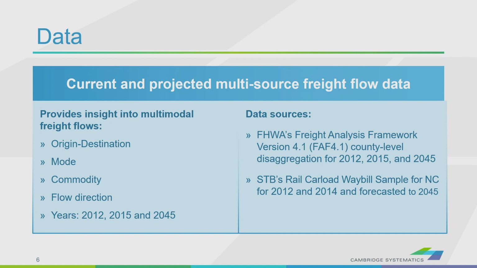And then for rail, we used the Surface Transportation Board's rail carload waybill sample for North Carolina, and we forecasted that out to 2045.